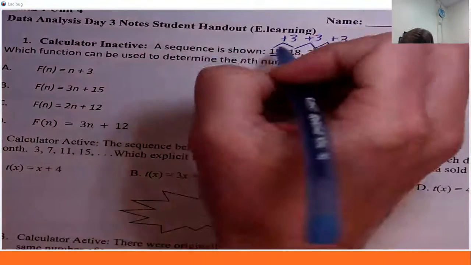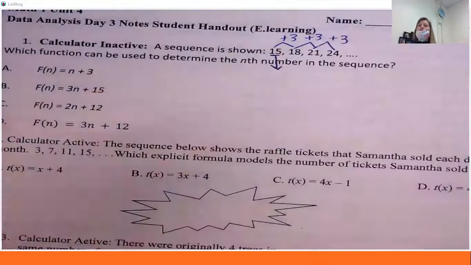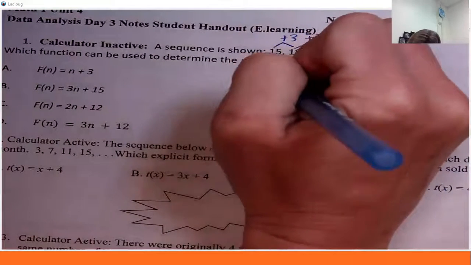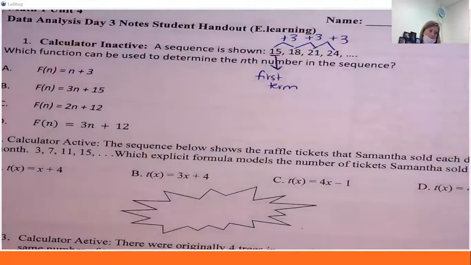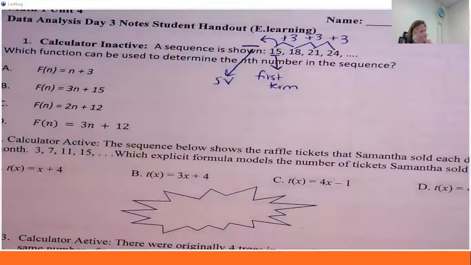You go back a spot. 15 is considered the what? Does anybody know the name of it? No, starting value is when we go back. 15 is the first term, is what they call it. So your starting value, you have to go back a spot. 15 is your first term. Your starting value is back a spot.